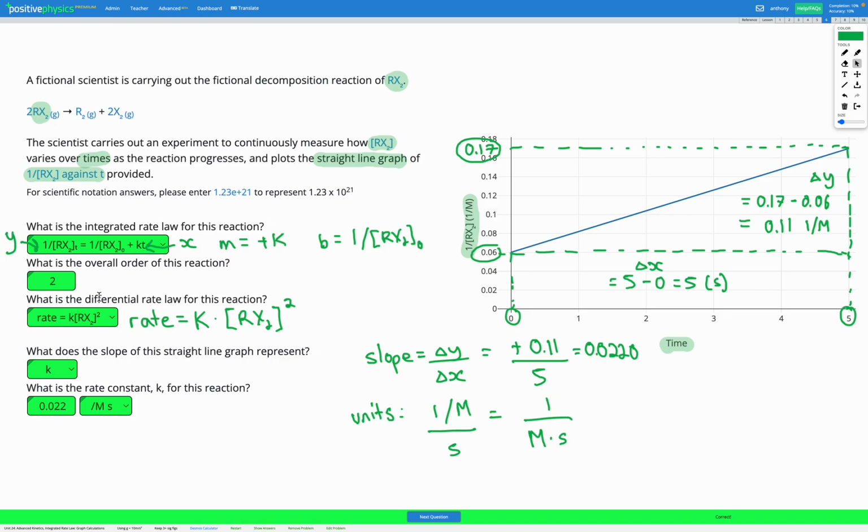So the first part of this skill is pretty much identical to the previous skill, where we're just identifying, based on the graph given, what is our integrated rate law for this reaction, what's the order, and what's the differential rate law. Then we're needing to actually calculate the slope and use that with what the slope represents to find the rate constant for this reaction.